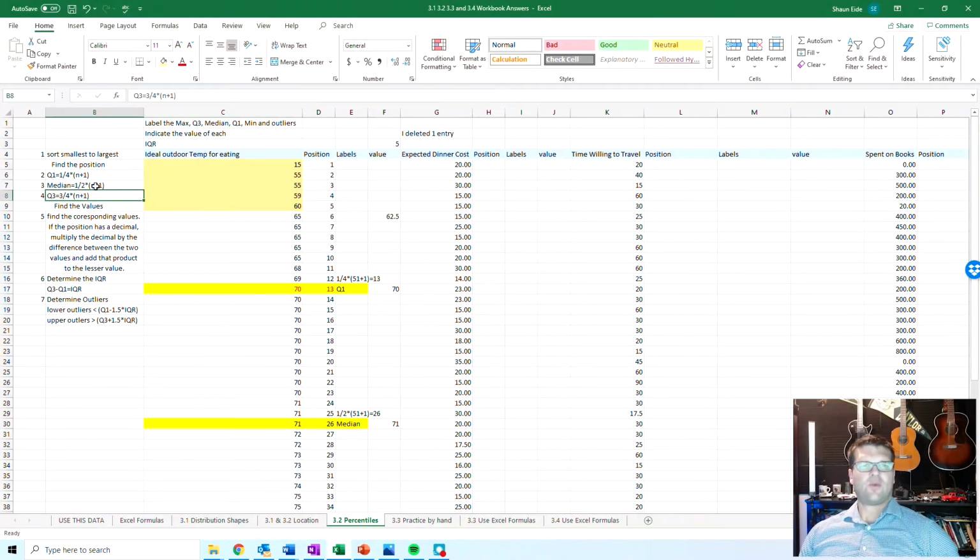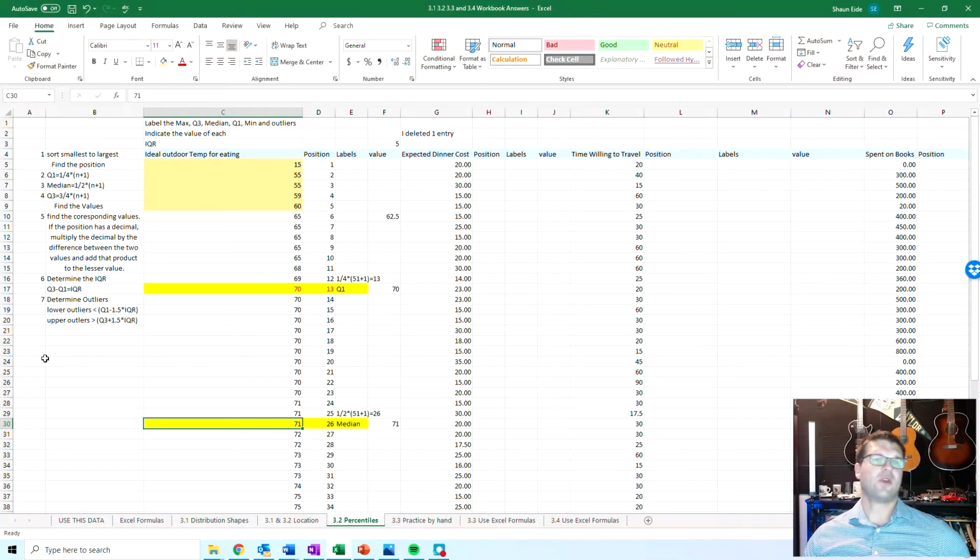So next we have the median, which we're once again going to find the location of. These formulas give you the location. The median is 1/2 multiplied by n plus 1. So 1/2 multiplied by 52 gives you 26. So 26 is the position of the median, which is 71. So 26 is the dividing position, and 71 is the value associated with it.